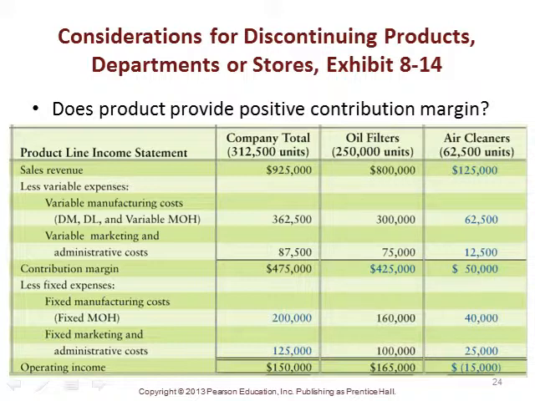And so a couple of questions come to mind then. Well, if we discontinue air cleaners, will we be able to use that capacity to produce more oil filters? So do we have the demand for more oil filters? If we discontinue air cleaners, will some of this fixed manufacturing overhead and fixed marketing and administrative costs go away, or are they going to be incurred at the same level and have to be absorbed by the oil filter products? And so you can see there are several different decision variables that come into this and questions where we need to gather additional data.